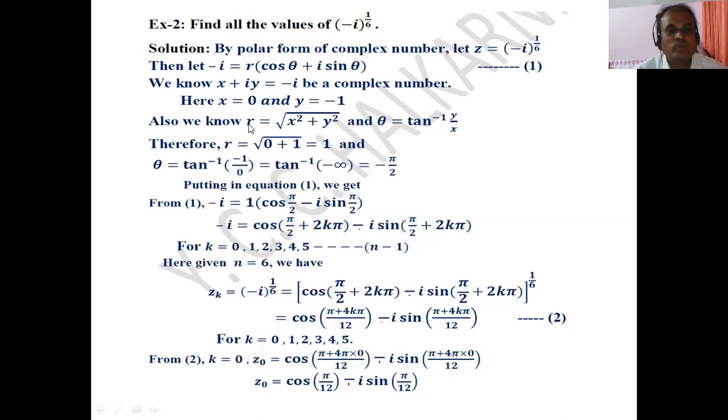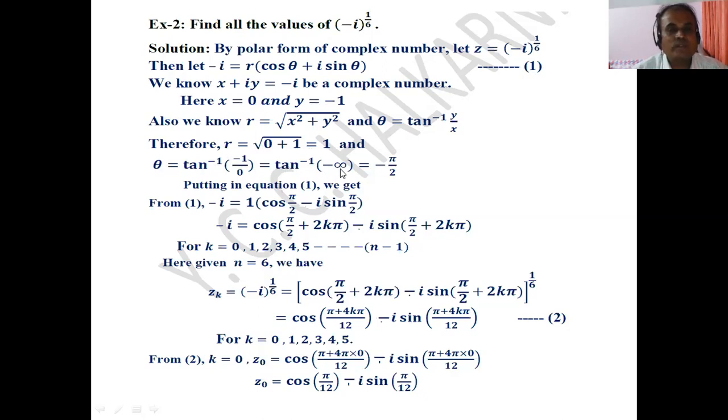Now, we find the polar coordinate r equals square root of x square plus y square. We put the values of x and y in this. So 0 square is 0, plus minus 1 square is 1, and therefore r equals root of 0 plus 1, root 1 is 1, and therefore the value of r is equal to 1. Now, theta equals tan inverse of y by x. Theta equals tan inverse of the value of y, which is minus 1, over the value of x, which is 0, and therefore tan inverse of minus infinity.